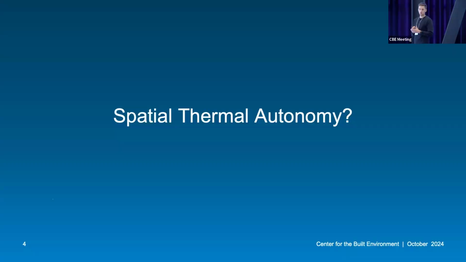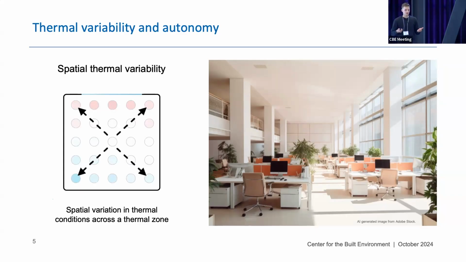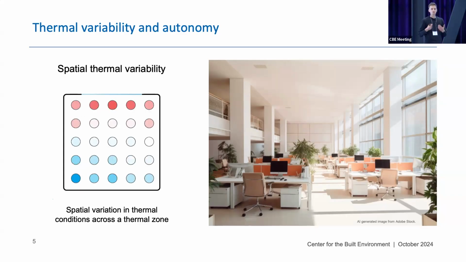So now I want to continue with what does spatial autonomy actually mean. To make it easier to understand what I'm talking about, I want to introduce two key terms that you might already be familiar with. The first one is spatial thermal variability. Some people call it heterogeneity, but for me as a German, it's quite hard to pronounce, so I usually stick to variability.